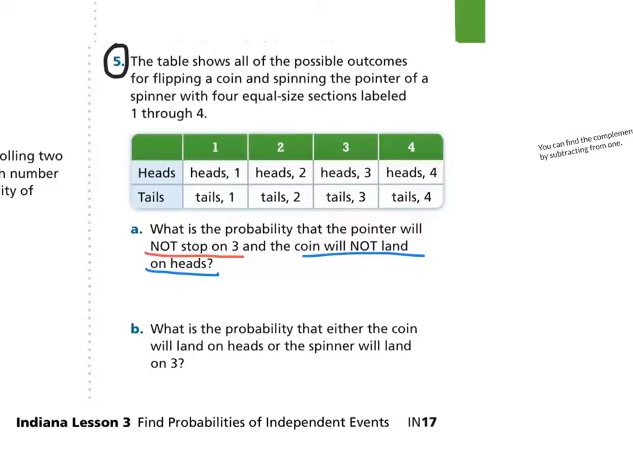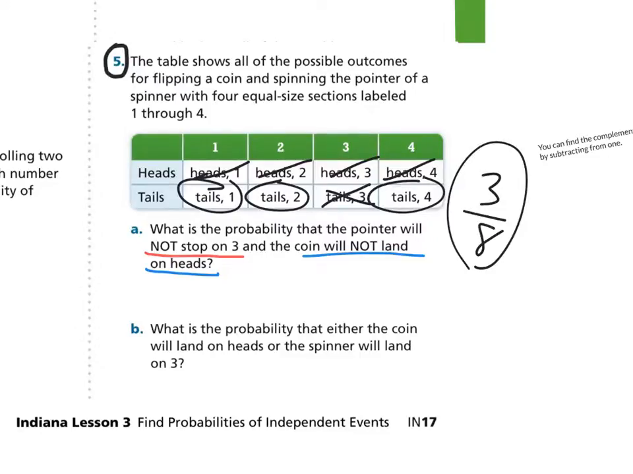Since we've already got the table here, we're looking for not a 3 and not heads. Well, this one's got heads. This has got heads. We can eliminate all those options. So if it's not landing on heads, it's landing on tails, and not stopping on a 3, so we can eliminate the tails 3. And so you can see here we've got a 3 out of 8 chance of that happening.